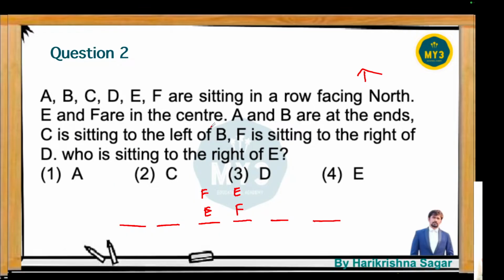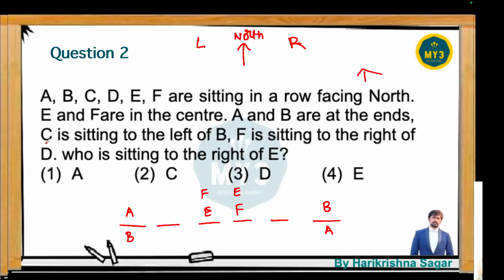C is sitting left to B. So assuming that they are facing towards north, this is a left and this is a right. They mention that A and B are the ends. That means it can be A and B like this or it can be B and A like this. So this is a possibility.